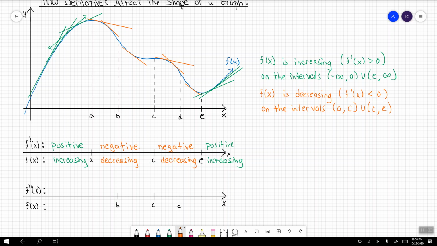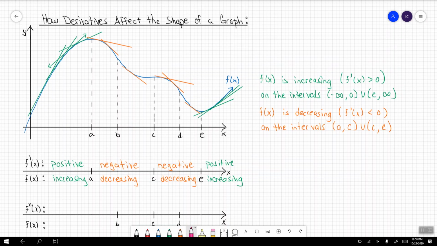Now, aside from this, I also want to look at the second derivative. This one's going to be a little bit more tricky, but if we get that the second derivative is negative, what will that imply for the function?